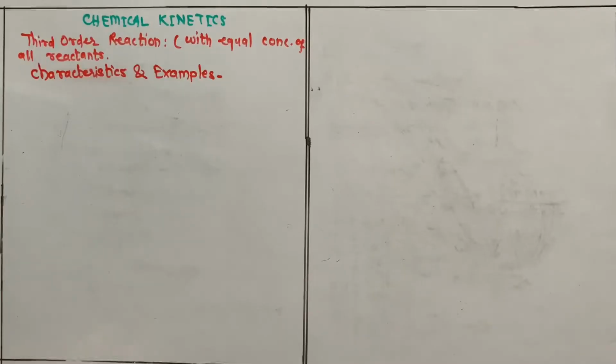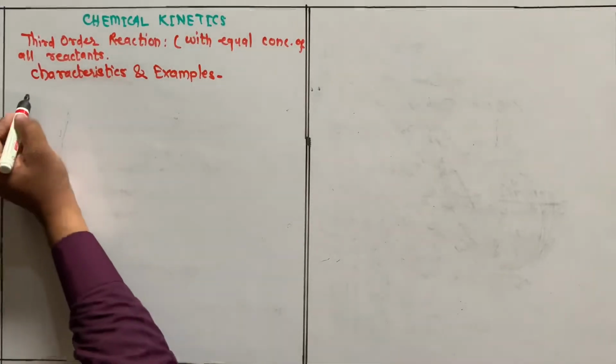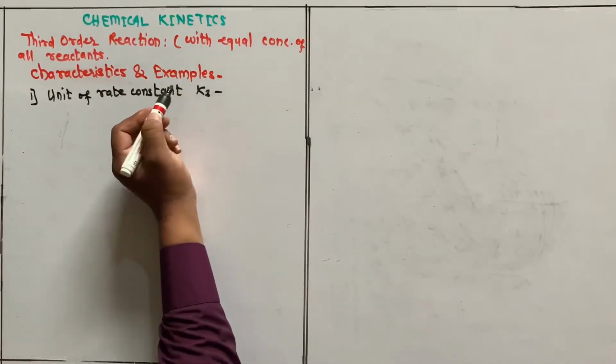Let us discuss characteristics of third order reaction, then its examples. So characteristic number 1 is the unit of rate constant K3.